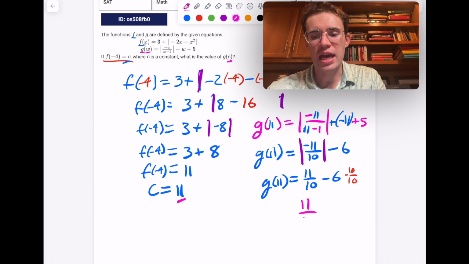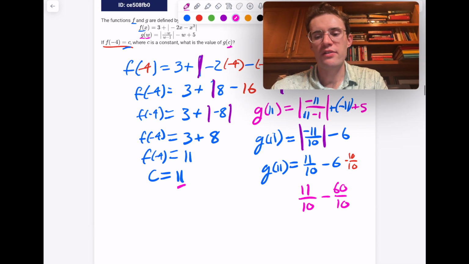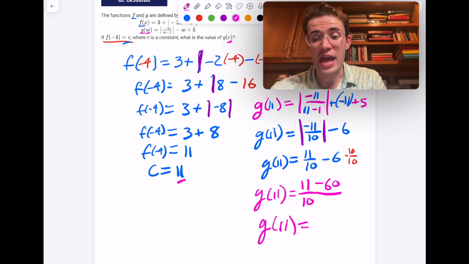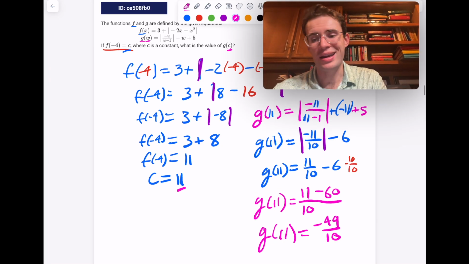So we'll get 11 tenths minus, and that would be 60 tenths. So, I guess we can even combine those because they have the same denominator. So it's 11 minus 60 all over 10. And 11 minus 60 is equal to -49. So we get -49 over 10. Right? And that does make sense.